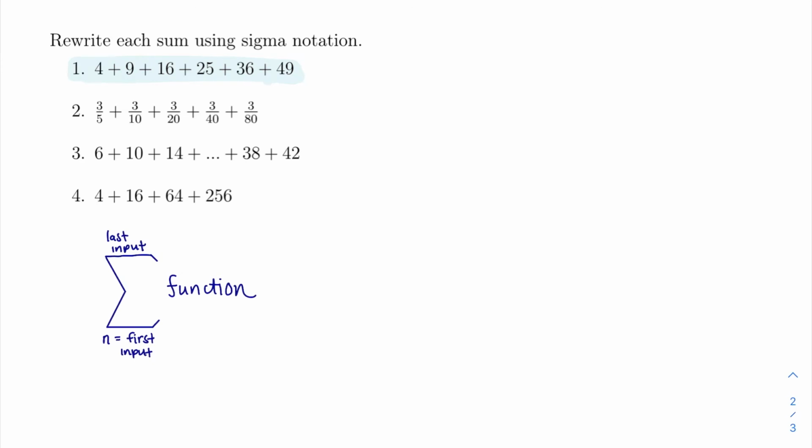So for this last section of the study guide, instead of taking a summation, inputting values, and summing them together, we are going to take a sum and represent it in shorthand using summation notation.